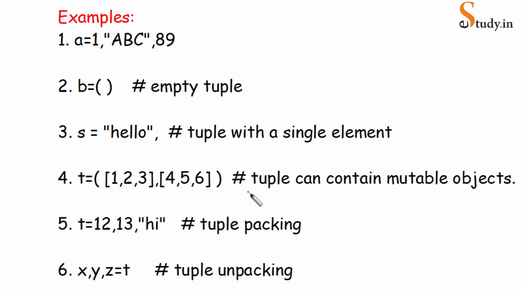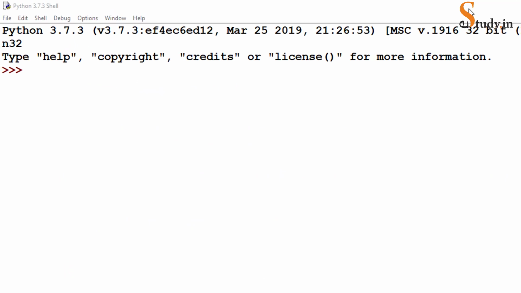Now again, tuples, though they are immutable, that means we cannot change the value of a tuple, they can contain mutable objects like lists. So here we have an example in which we have a tuple with the elements of the tuple as lists. And two terms which we'll be learning here are tuple packing and tuple unpacking. So this we'll discuss later. First, let us try out these examples, and we'll open the Python shell here. And this is our shell. So let's try out the examples.